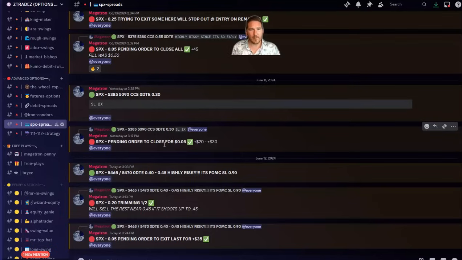Over here we have Megatron. He does 0DTE SPX credit spreads. This is basically a half Iron Condor. He does it about an hour till close. So you're usually only in these for about 20 to 30 minutes. They can yield anywhere from 20 to 50 cents per spread.